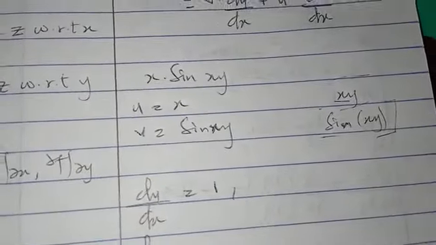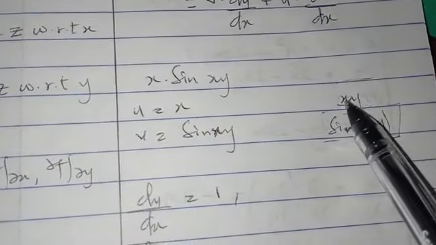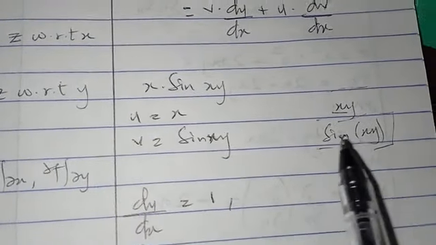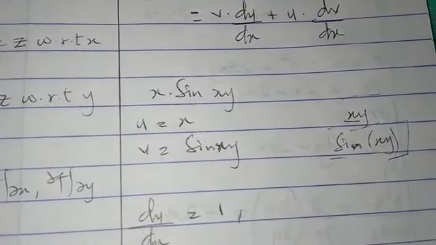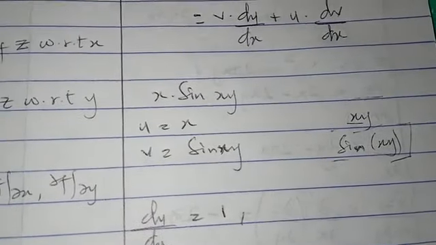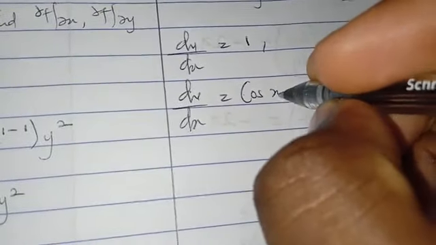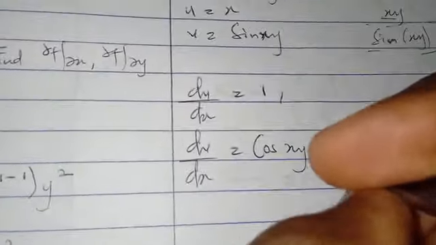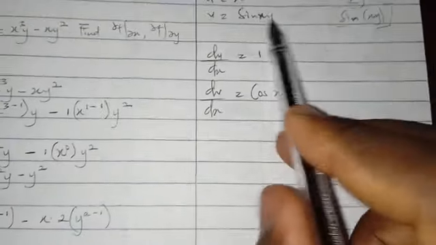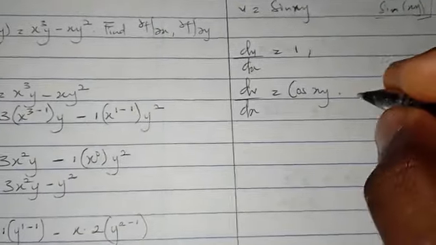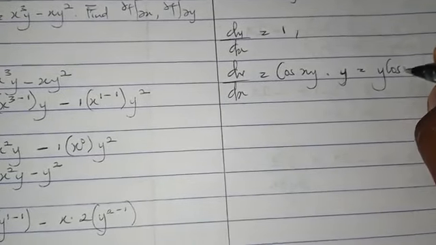What I'm saying is that xy is the independent variable and sine is the dependent variable. So dv over dx, differentiating sine xy, is going to be cos xy times differentiate xy with respect to x, which is going to be y. So this is going to be y cos xy.